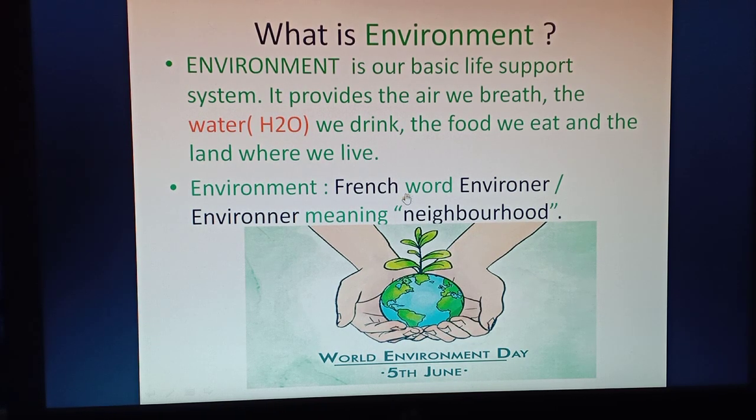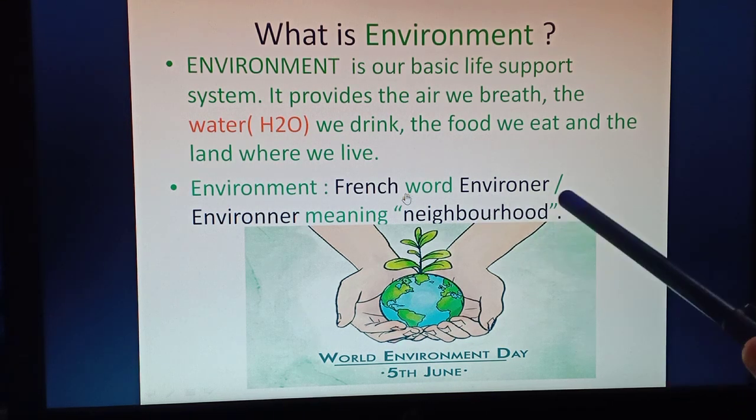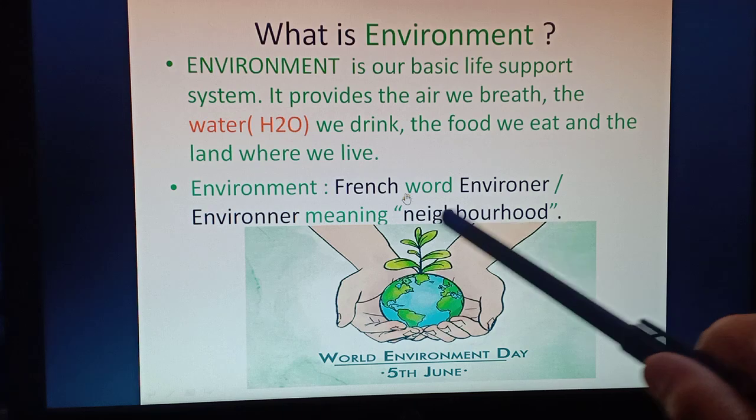Let's start our chapter with the meaning of environment. Environment is our basic life support system. It provides the air we breathe, the water we drink, the food we eat, and the land where we live. The French word for environment is environnement, and its meaning is neighborhood.